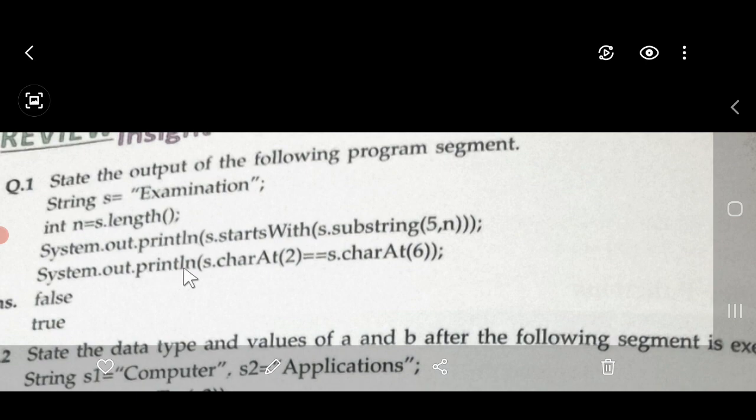After that, System.out.println(s.charAt(2) == s.charAt(6)). All right. So here they are comparing s.charAt(2). So 0 1 2, at the index 2, which character is there? A. After that, charAt(6). So 0 1 2 3 4 5 6. All right. So here you find A. So both are A. Equal to is comparing the primitive data type values. So here it is true.